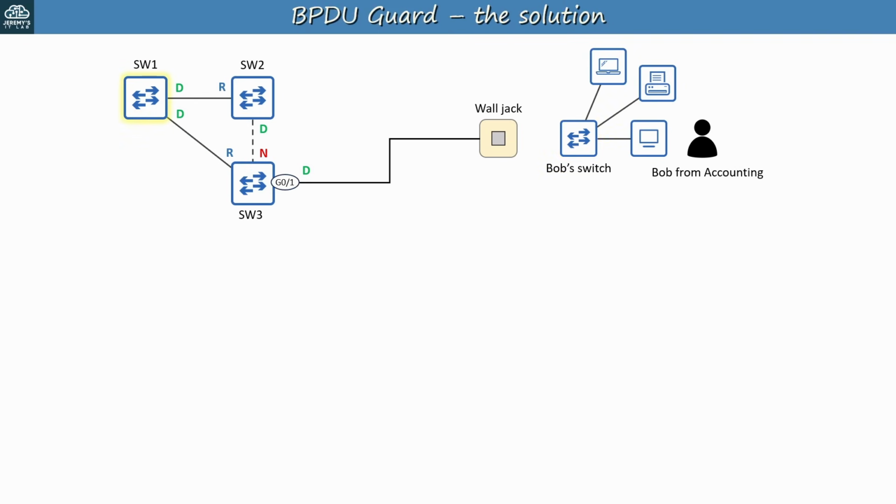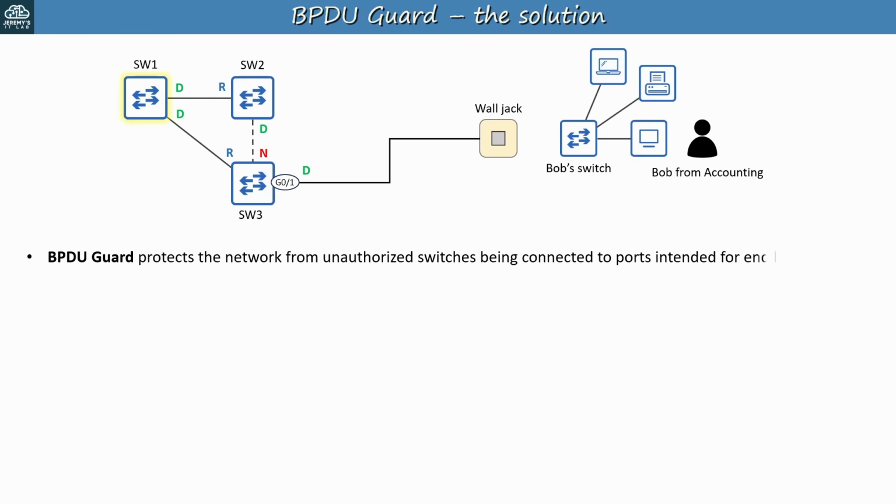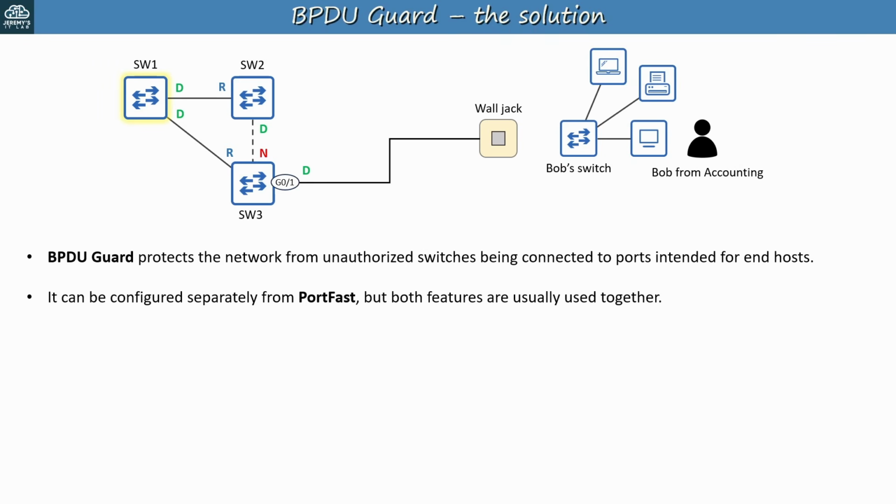Let's see how BPDU Guard works. BPDU Guard protects the network from unauthorized switches being connected to ports intended for end hosts, such as switch 3's G0/1 port in this example. BPDU Guard can be configured separately from PortFast, but both features are usually used together, because they both enhance STP's functionality on ports intended for end hosts. So what exactly does BPDU Guard do?